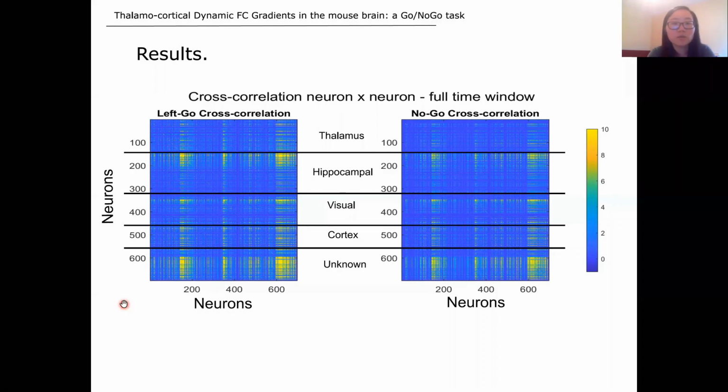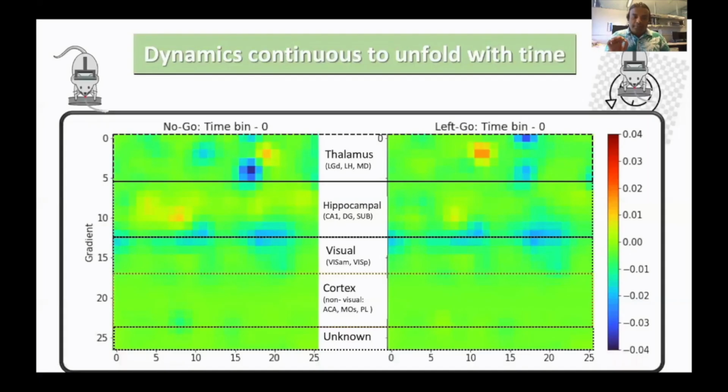So we wanted to see which brain areas were highly correlated. So we performed a cross-correlation neuron by neuron for 698 neurons. And these neurons are sorted according to their brain areas. We wanted to compare the left-go cross-correlation with the no-go cross-correlation. And what we saw is that the areas that are highly correlated in the left-go cross-correlation are also highly correlated in the no-go cross-correlation.